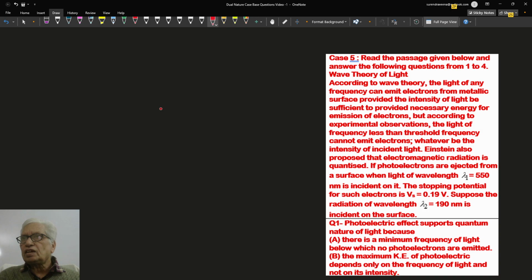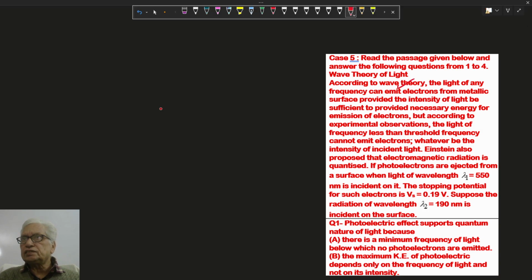According to wave theory, light of any frequency can emit electrons from the metallic surface, provided the intensity of light is sufficient. And according to experimental observation, meaning particle theory, in the photoelectric effect, light of frequency less than the threshold frequency cannot emit electrons. Whatever the intensity, if the frequency is less than the threshold, intensity has no meaning. No electron emission will be there.